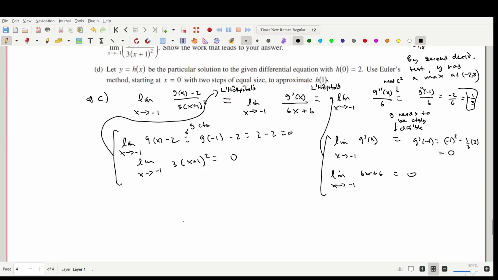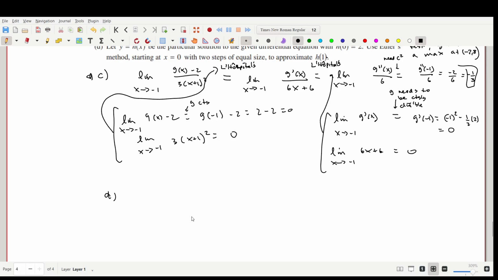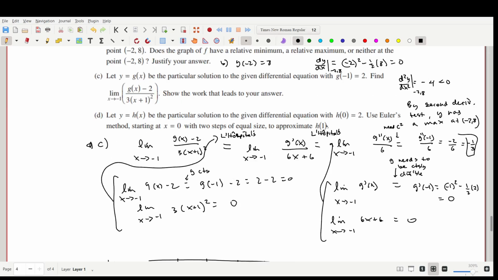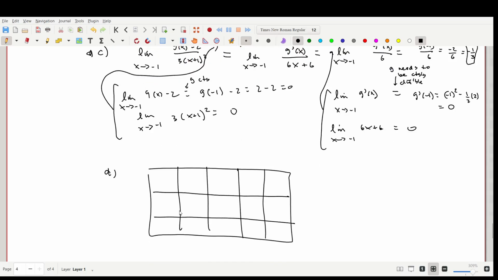All right, and then part D. Let y equal h of x be a particular solution to a given differential equation with h of 0 equal to 2. Use Euler's method starting at 0 with 2 steps to approximate h of 1. All right, so just give them the tables that they want. 2 steps, so 3 columns. I do 5 rows. You can do a different amount if you want. H of 0 is 2, so this is x, h of x, and then this is dy dx, this is delta x, delta y.